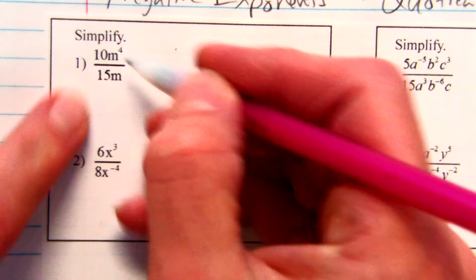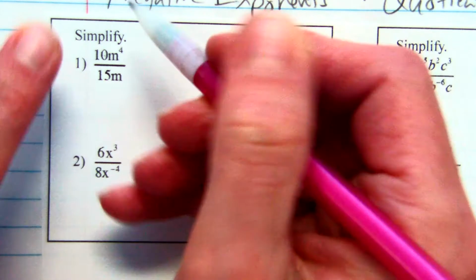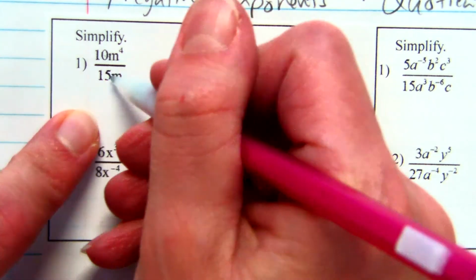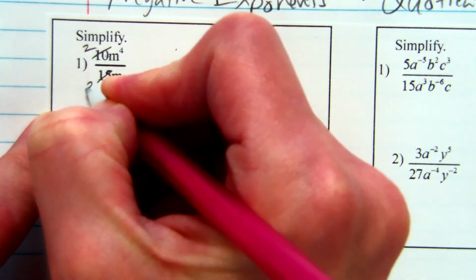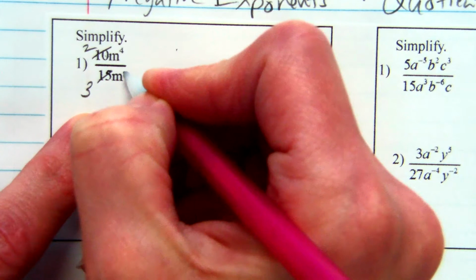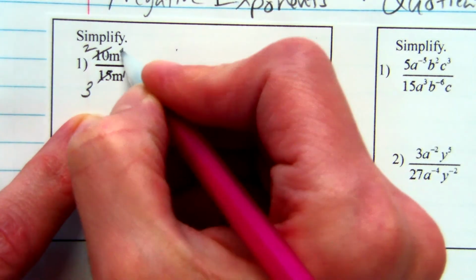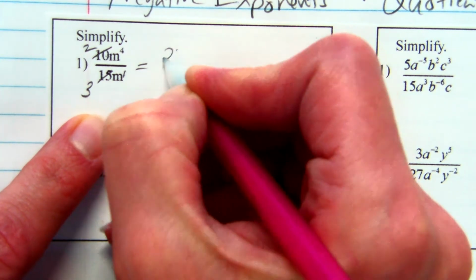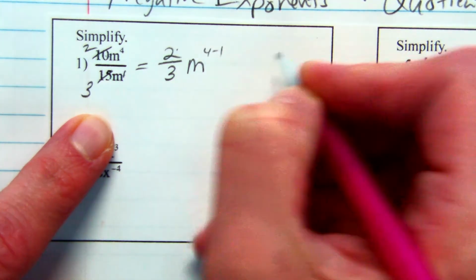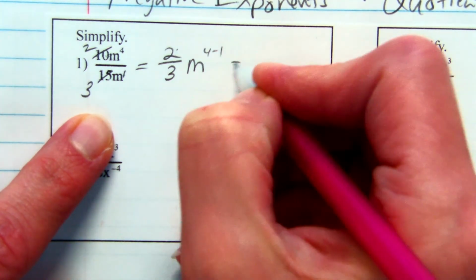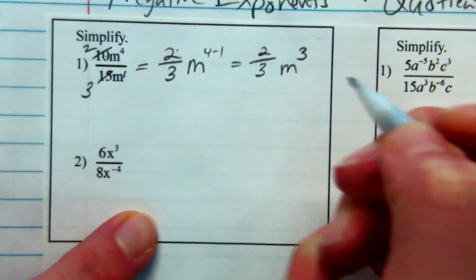Basically, when you have these fractions, the numbers in front, which are called coefficients, get reduced like a normal fraction. So what can I divide 10 and 15 by? 5. So divide by 5, I get 2. Divide by 5, I get 3. And then the powers, this m down here is the first power. You actually are going to subtract those. 4 minus 1. And so you have 2/3, and you have m to the 4 minus 1, which would be 3. And you could write it 2/3 m to the 3rd, but it's a little awkward.